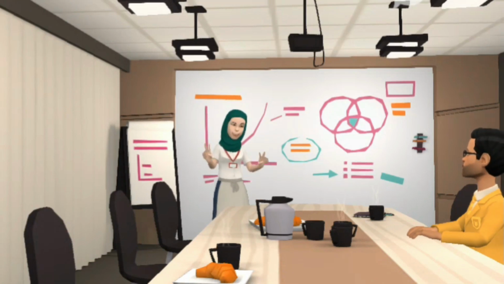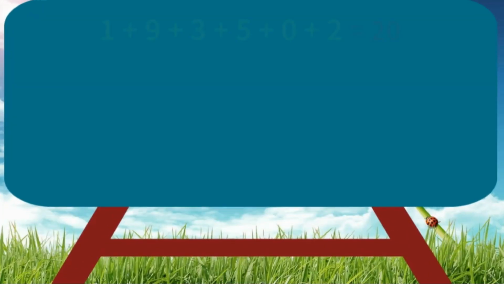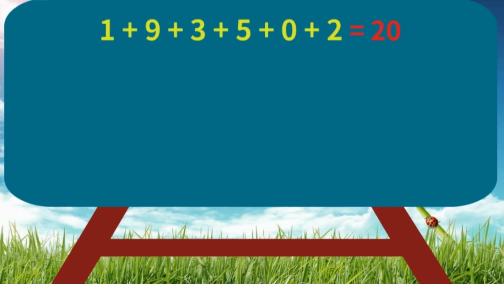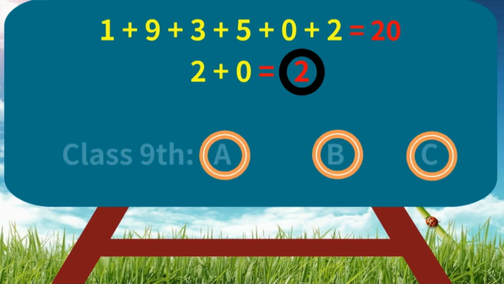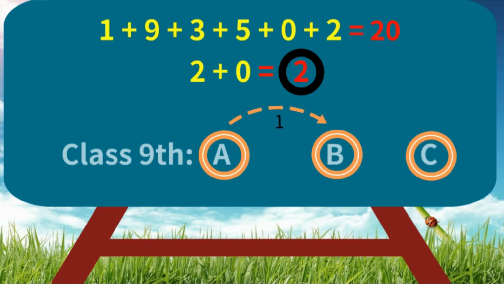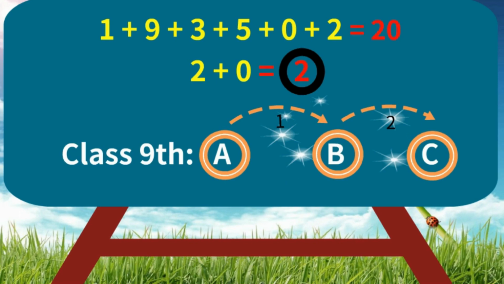Similarly, we will again add all the digits of your school's PIN code: 1, 9, 3, 5, 0, and 2. That equals 20. Now, we add 2 and 0 to make it a single digit, which gives us 2. For class 9th, you have 3 sections, A, B, and C. So, we will move from A to B and B to C, repeating this 2 times. When we reach the second step, whichever section we land on will be the sample section.